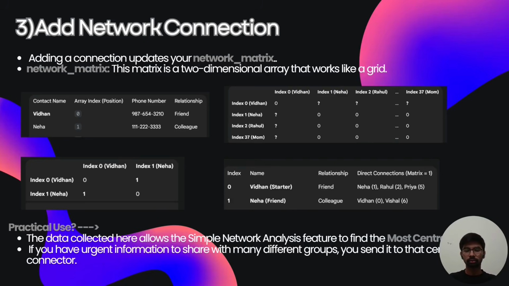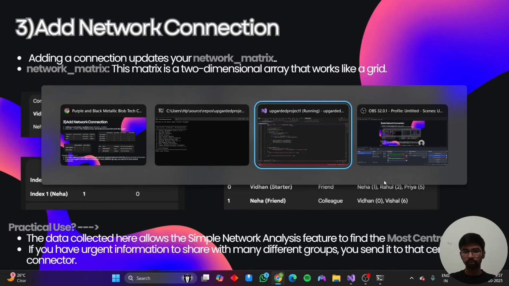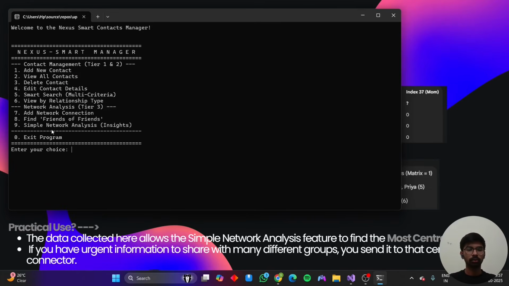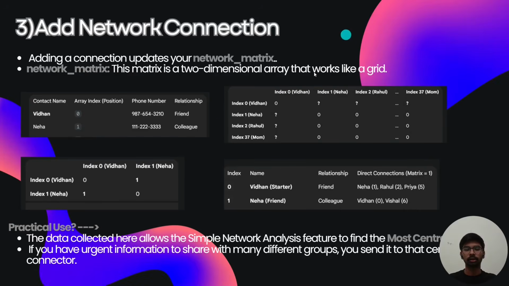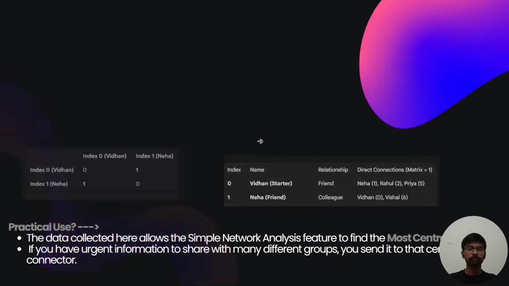Let me show you how to execute the code. Now for adding a connection, I'll press 7. First contact, Vidhan. Second contact, Neha. Now it shows connection established between Vidhan and Neha. Now the network matrix has been updated from this to this. Okay, we'll move to the next feature.